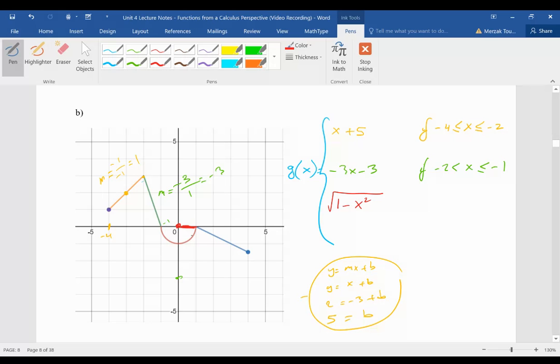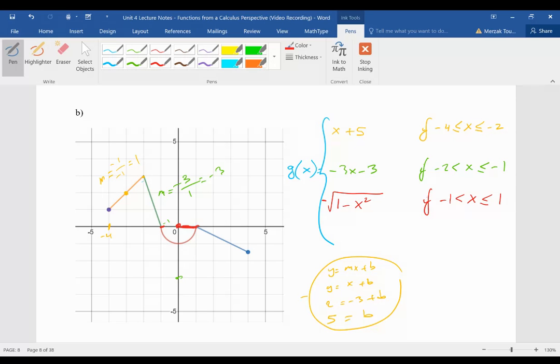But this half circle is below the x-axis, so you need to precede it with a negative. So negative square root of 1 minus x squared. What is the condition? Condition there is negative 1 is less than x, and x is less than or equal to 1. It goes from negative 1 to 1. And negative 1 not included because I have included negative 1 with the green line segment. Okay.